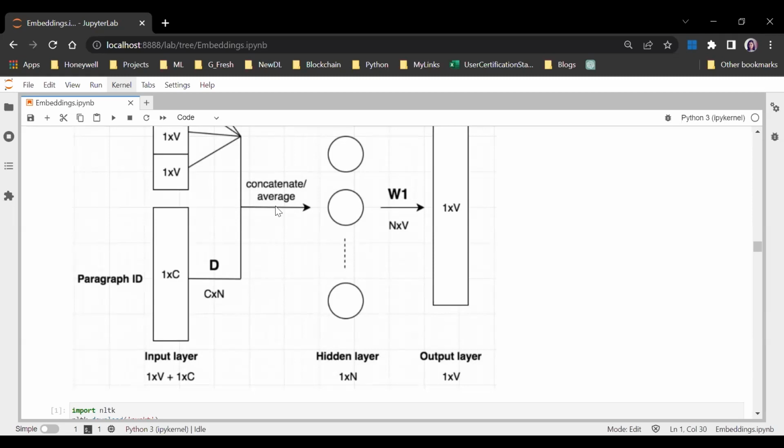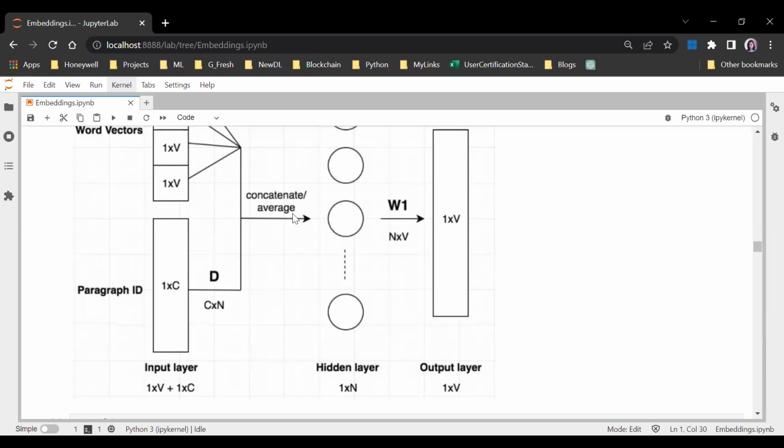And then we can use any operation, whether we want to average, concatenate, or identify max or min, based on the requirement. We can define the operation here.